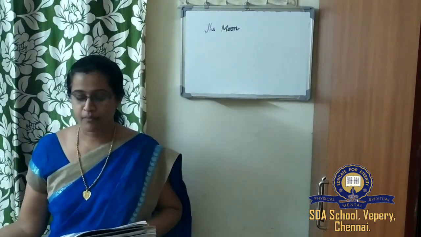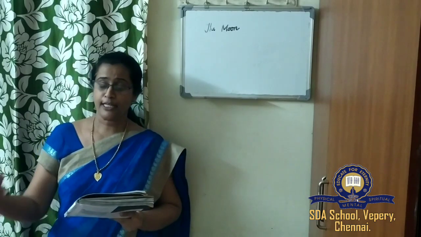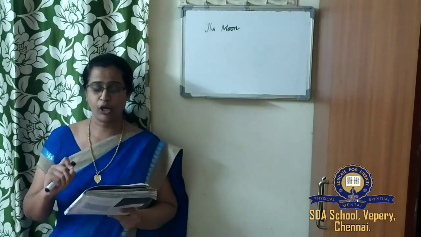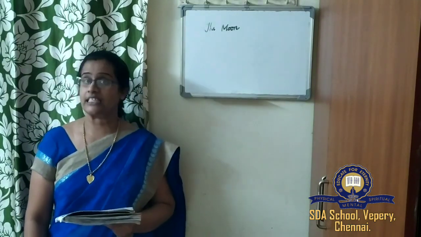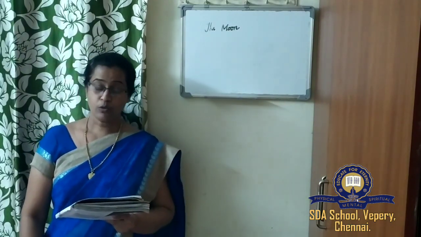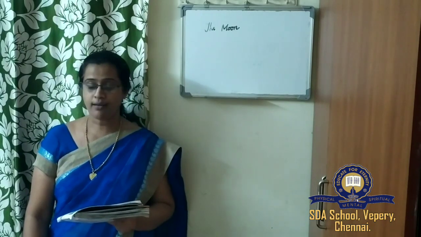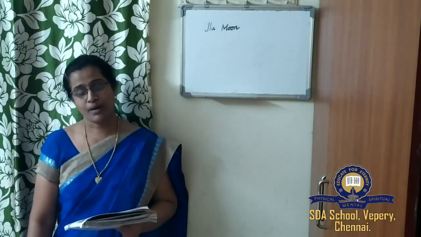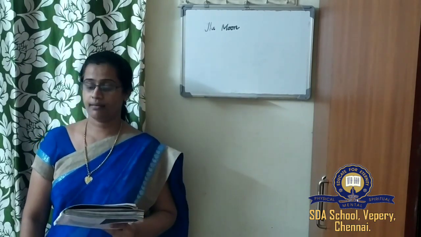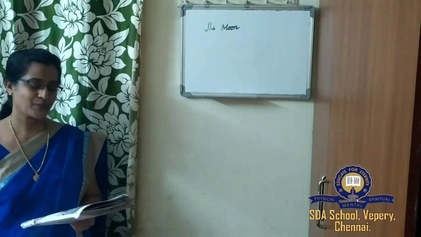Why is it looking very big? It is because it is much closer to the earth than the sun. The moon is much smaller than the sun, but it looks big because it is much closer to the earth.